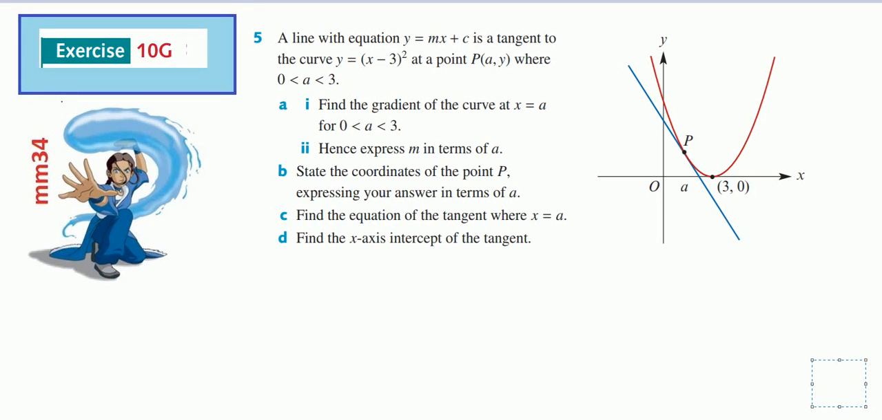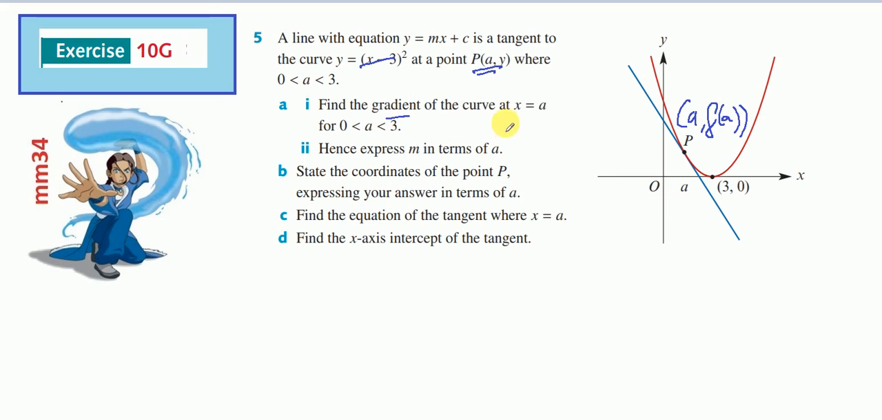This is for Year 12 Maths that comes out of 10G. It's question number 5. A line with the equation y equals mx plus c, so it's a straight line, is a tangent to the curve, which has this equation, at point P, which is (a, f(a)). So point P is (a, f of a). And a goes from 0 to 3, so a has to be to the left of the parabola's vertex.